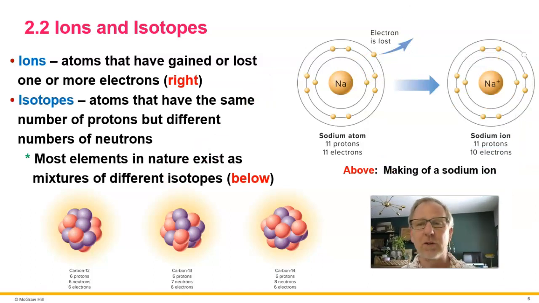There's a picture of sodium. Sodium's atomic symbol is Na. That's how we represent sodium, Na. And sodium ion or sodium atoms have an atomic number of 11. What does that mean? It means that sodium atoms have 11 what's in their nucleus?